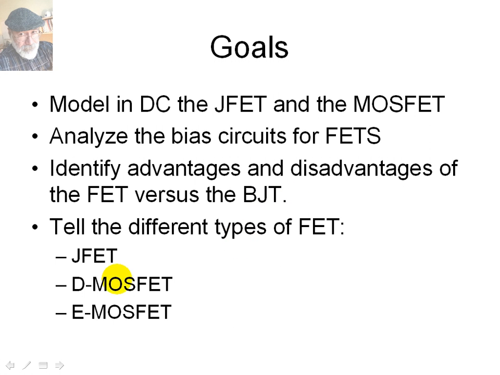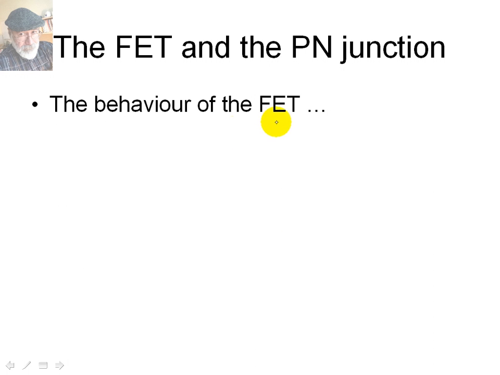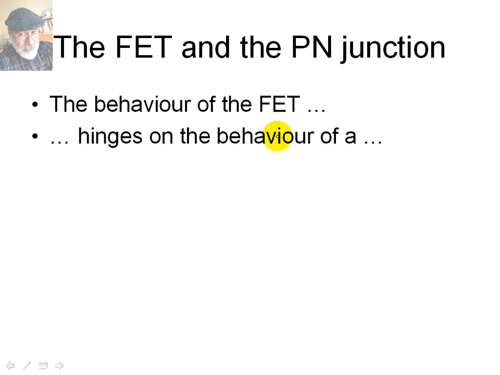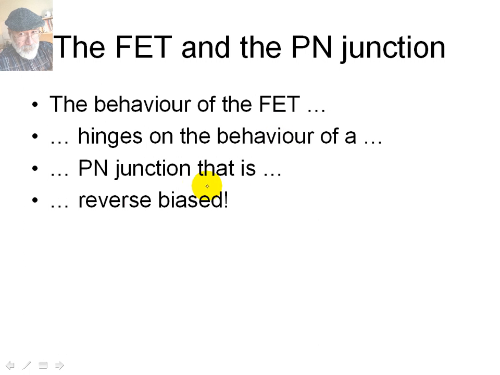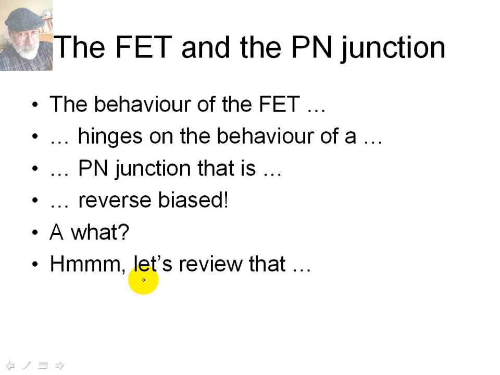saw previously. Tell the different types of field effect transistors, the JFET, the D MOSFET, and the E MOSFET. We'll use a significant amount of time on the E MOSFET. The behavior of a field effect transistor depends enormously on how a p-n junction that is reverse biased behaves. You don't remember that? Let's refresh your memory.